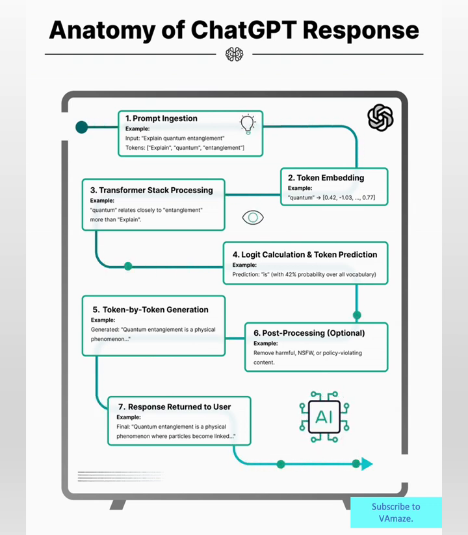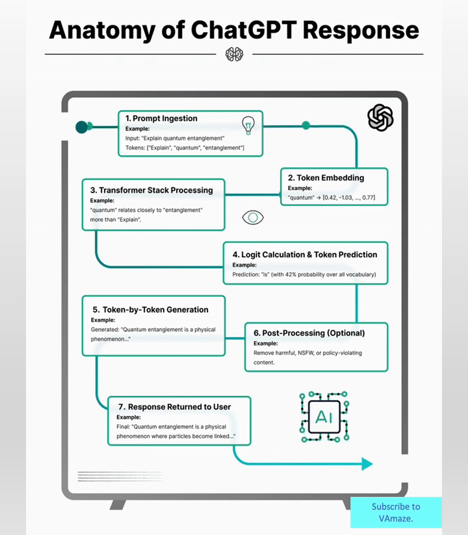Stage 2. Token embedding, converting words to mathematical meaning. This stage represents one of the most crucial transformations in the entire process, converting human language into a mathematical representation that computers can understand and manipulate. Each token from the previous stage gets converted into a high-dimensional vector, essentially a list of numbers that captures the token's meaning, relationships, and context.